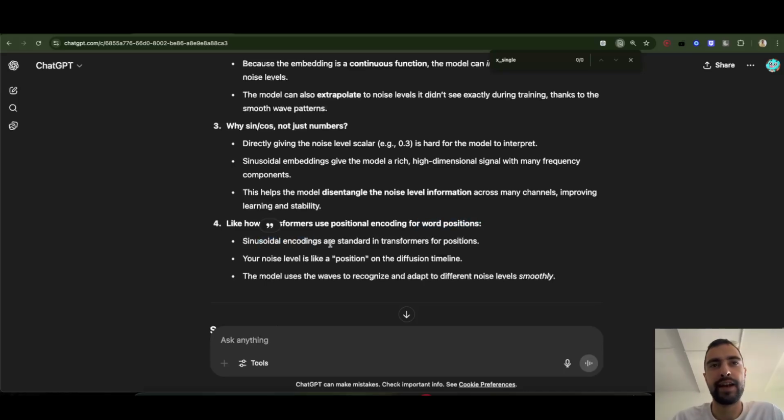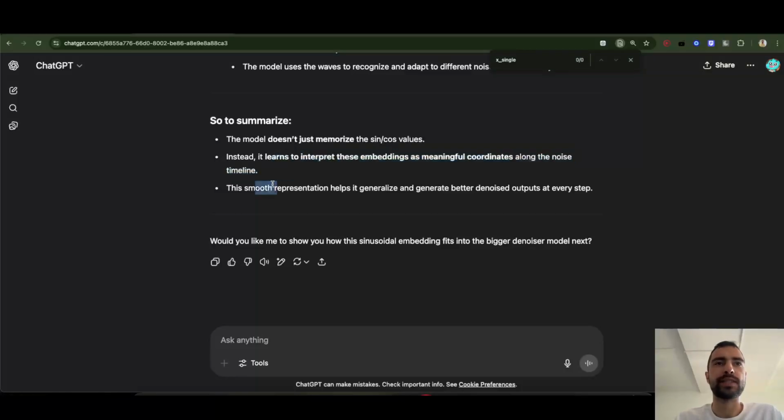Sinusoidal encodings are standard in transformers for positions. Your noise level is like a position on the diffusion timeline. So the noise level is a position on the diffusion timeline. So this sine and cosine position embeddings are used in the original Attention is All You Need paper. So they didn't just use numbers, first token, second token, third. They actually used sine and cosine. So a smooth representation helps it generalize and generate better denoised outputs at every step.